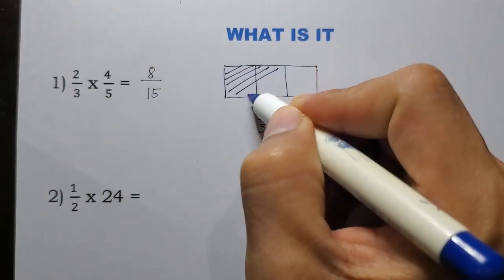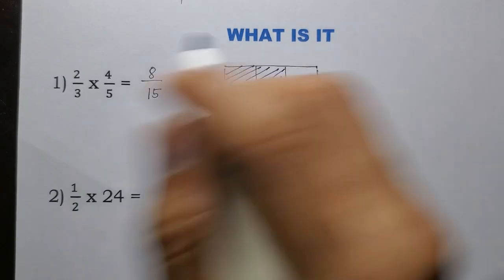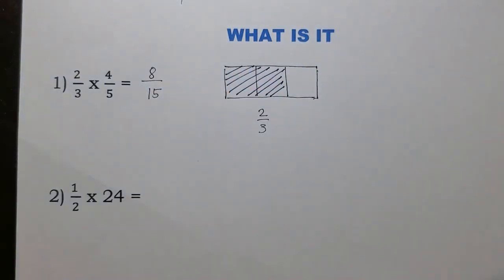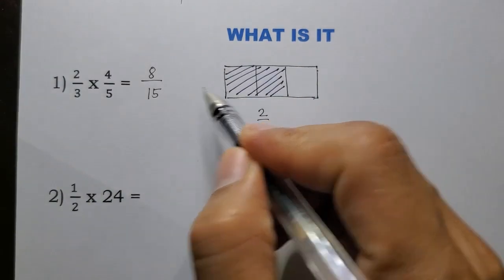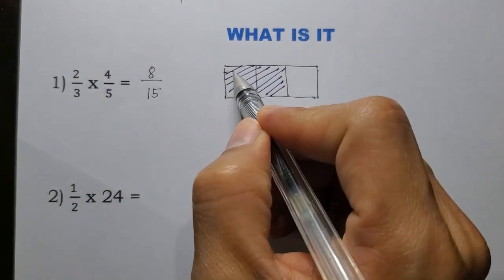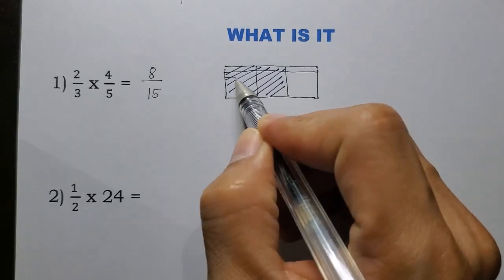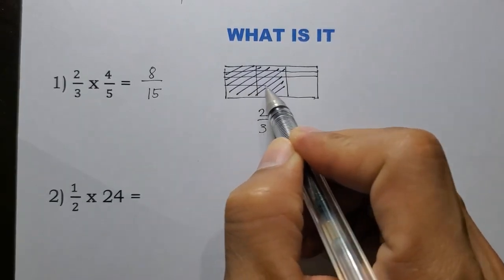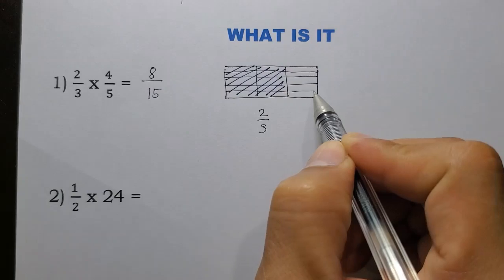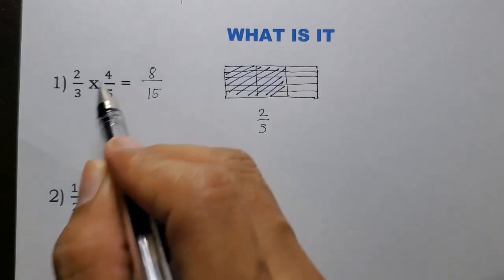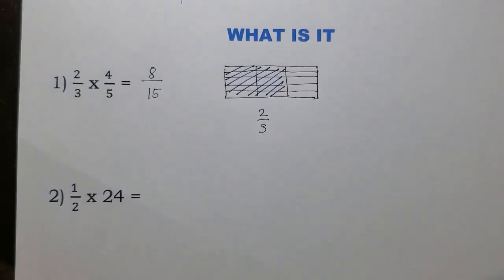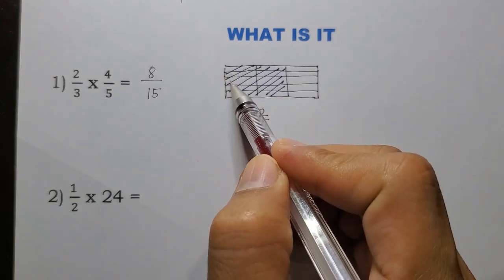After you already shaded 2/3, the next thing that you have to do is divide the width into 5 equal parts. Then after that, you will just shade 4 parts to show 4/5. So 1, 2, 3, 4.